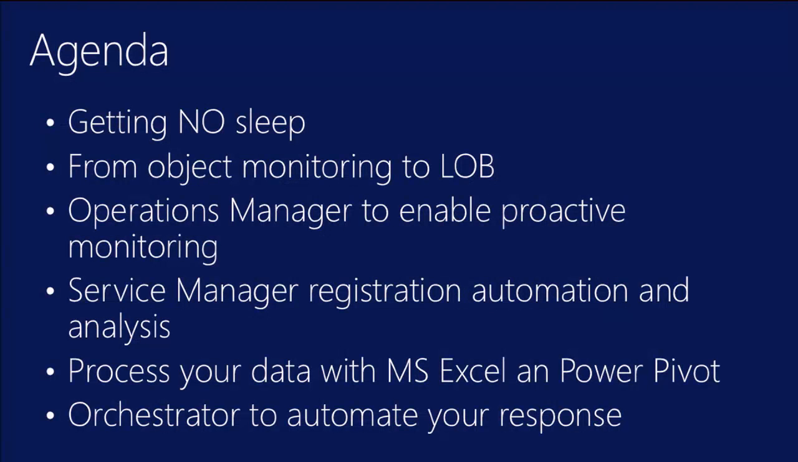The next step I want to make is how to get from object monitoring to line of business application monitoring. Not just seeing that a service is not working, but making the relations within your applications visible. The next step after that is, within Operations Manager, to go from reactive to proactive monitoring. What do you need to have in place for that? And it's not only technology, I can tell you now.